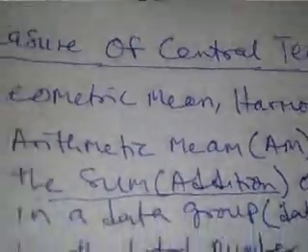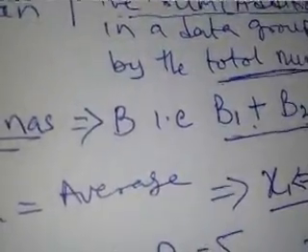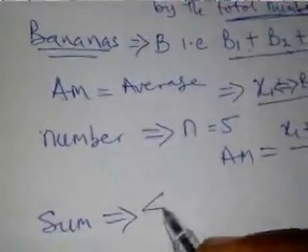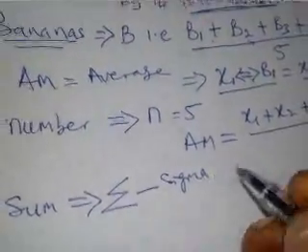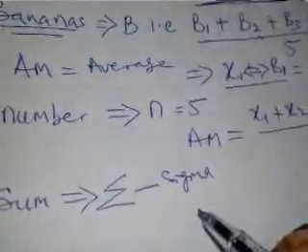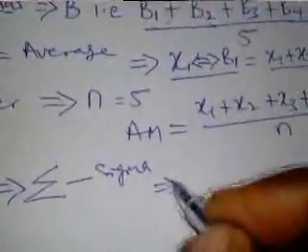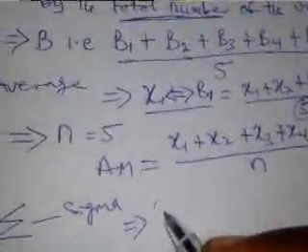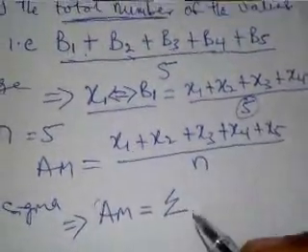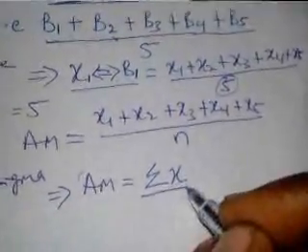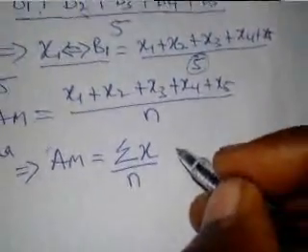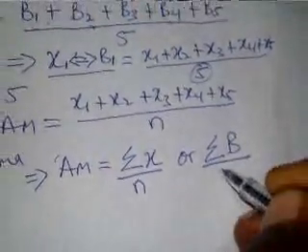Then better still, to make it a little bit handy, if you look at the definition again, I said the sum or addition. When we talk of sum, it is represented by this symbol, which is called sigma. Whenever you see this symbol, it means you are adding all the values together. So we can improve on this equation and say arithmetic mean, AM, is equal to the summation of all values, which is x, over the total number of values, which is n. And if you remember, I used bananas earlier, so you can say the summation of all bananas over n.